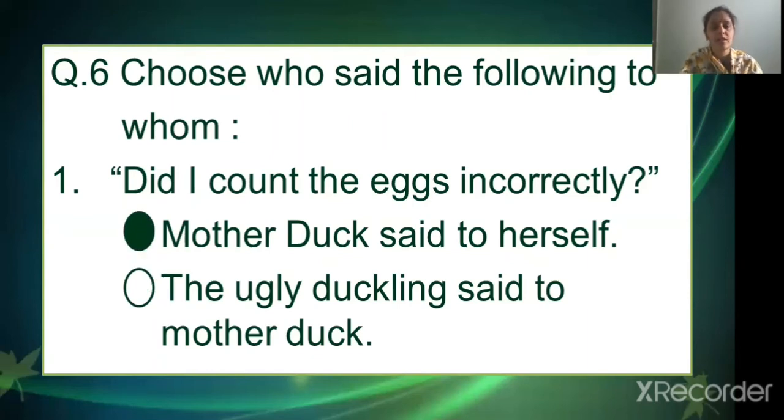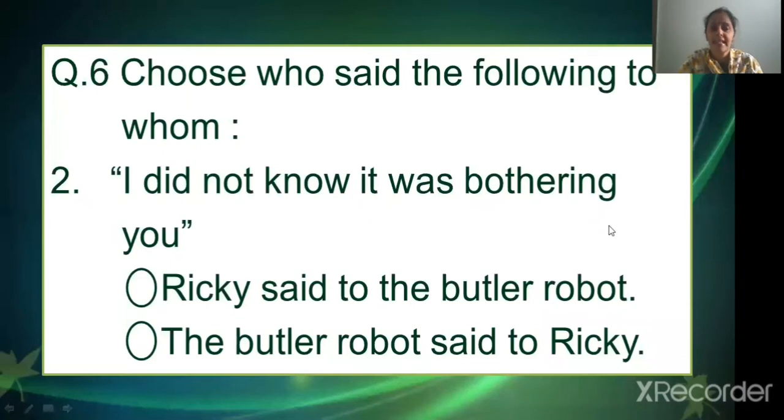Okay. Let's go to the next question. The second one is: I did not know it was bothering you. So who said this? The options are Ricky said to the butler Robert or the butler Robert said to Ricky. Yes, the correct option is the butler Robert said to Ricky. Yes, let's move to the next one.